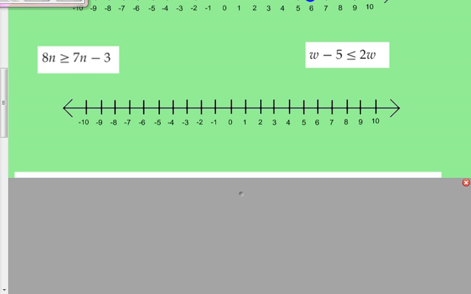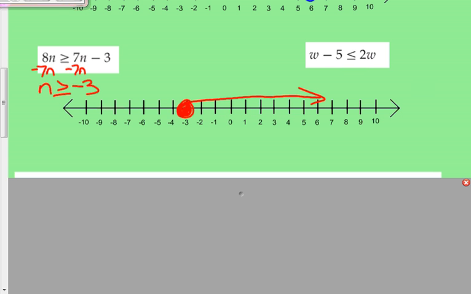8n is greater than or equal to 7n minus 3. So we'll subtract our 7n's to put our like terms together. 8n minus 7n is n greater than or equal to negative 3. Again, go to the number line. Here's negative 3. Put a circle. The equal to line is there. That means negative 3 is also part of the answer, so fill it in. And then we're going to go to the right to show greater than. And that's it. Let's do one more.